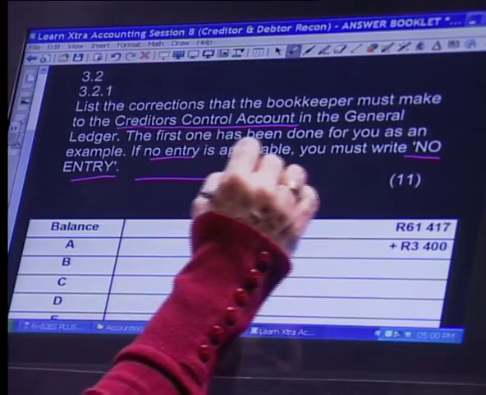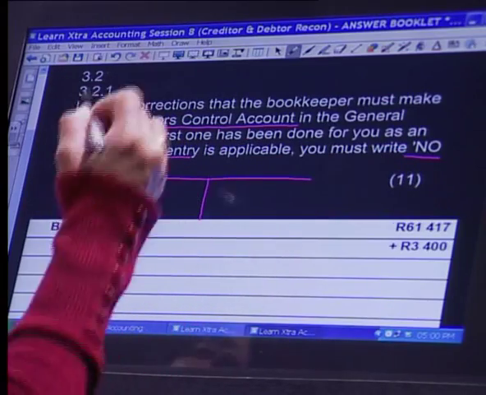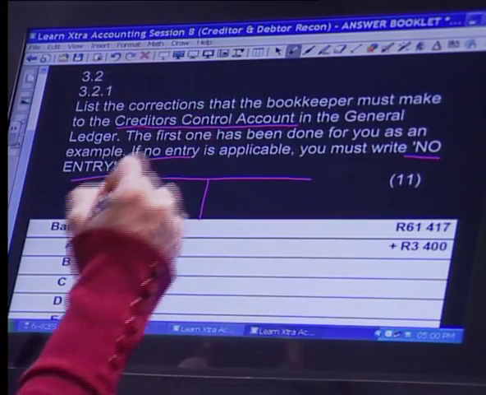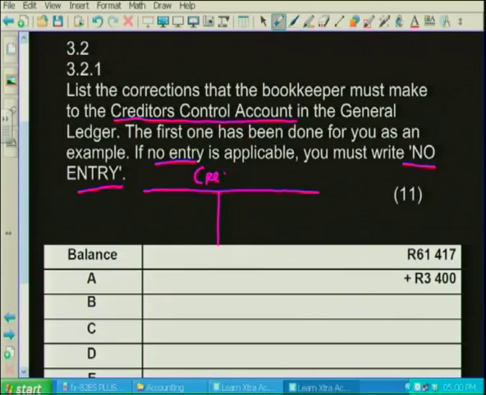Right, guys, something that I would advise you to do immediately: it's a control account, but you're obviously not completing a control account, but just jot down your creditors control.